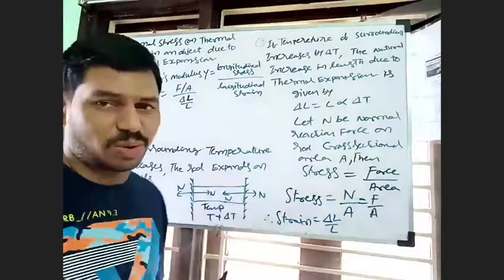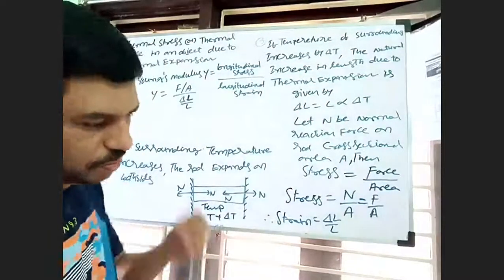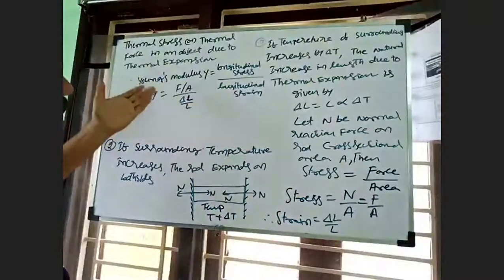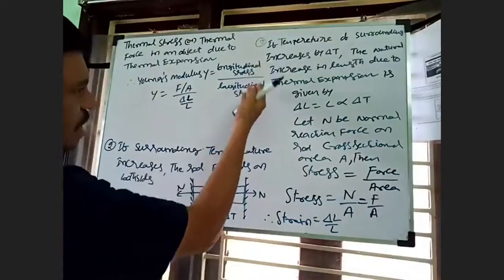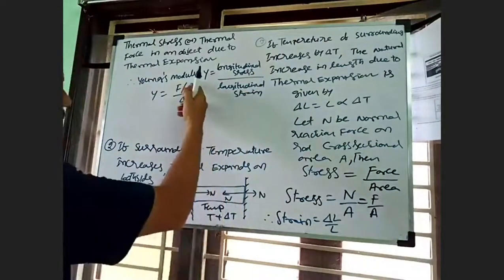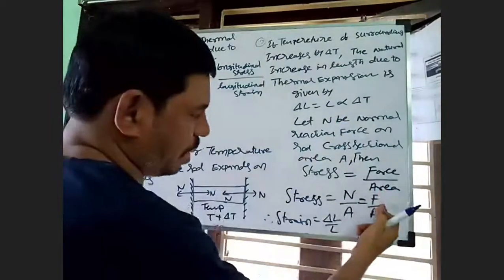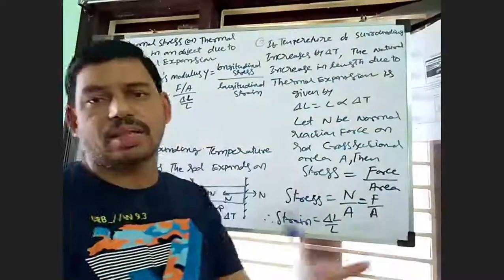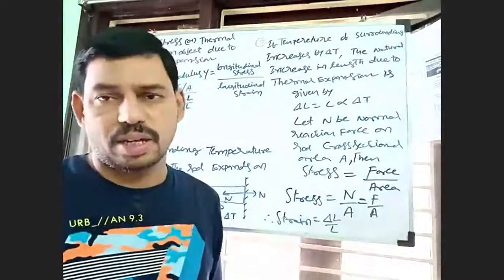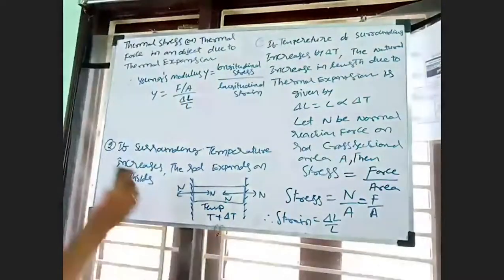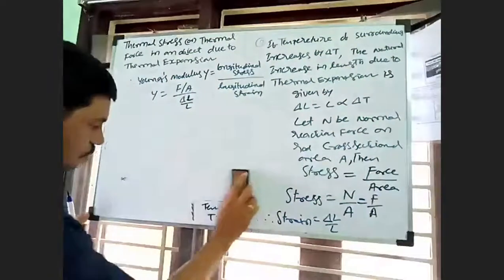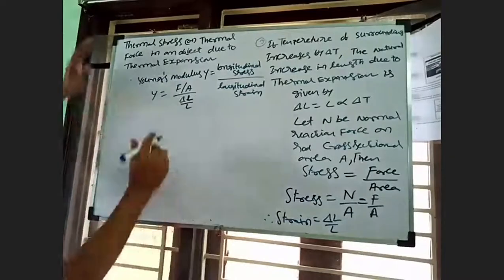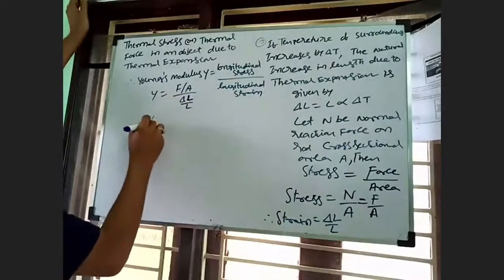Sir, what is that? Young's modulus Y is equal to longitudinal stress by longitudinal strain. This is the formula. Longitudinal stress is F by A. Strain is delta L by L. Longitudinal means along the length. Only along the length.